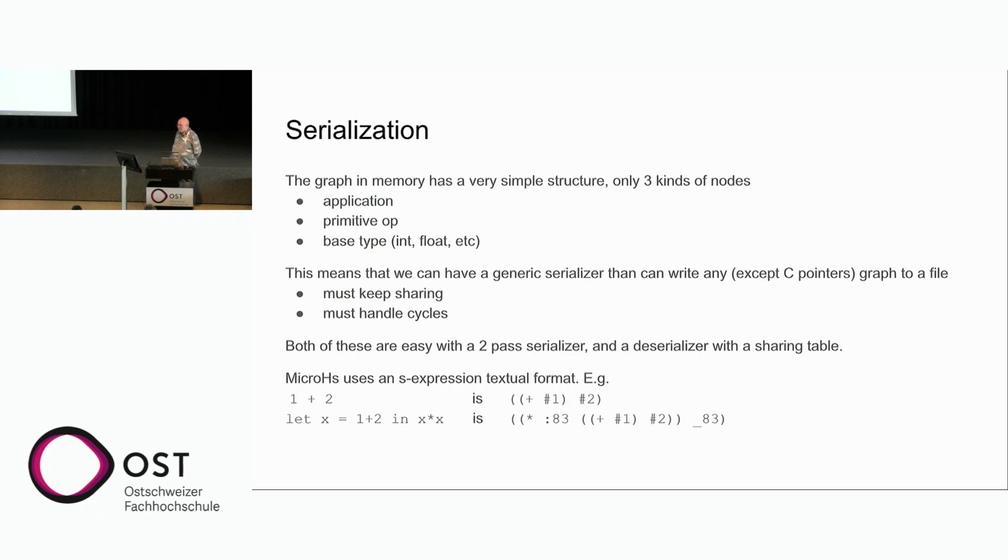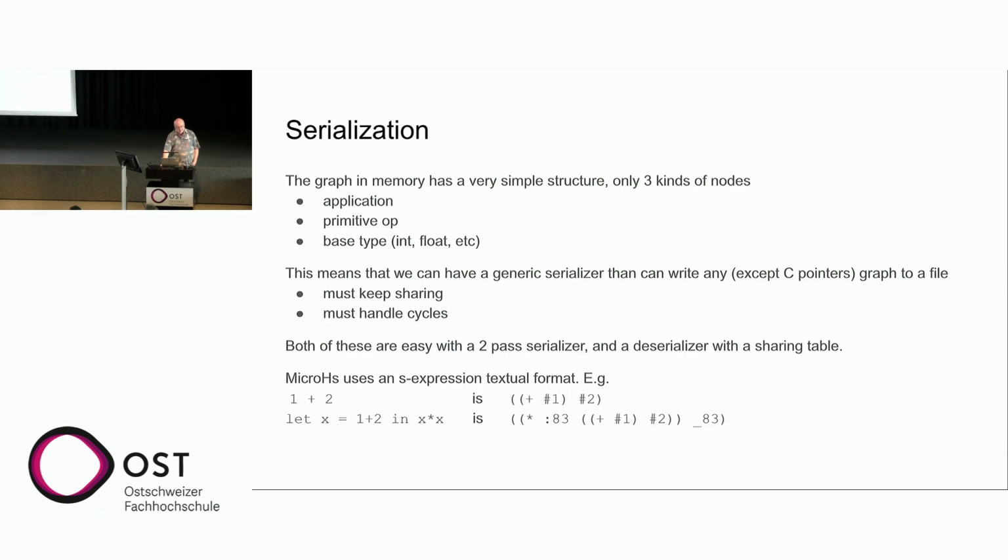As I said, you can serialize everything, and it's really easy. It's because you have this graph in memory. There are only 2 kinds of nodes, well, 3: application nodes, some primitive operations, and some base type things. And so it serializes that and keeps sharing and cycles by doing a 2-pass algorithm to see where you have shared nodes. And as I said, it can serialize everything except pointers into C-land.